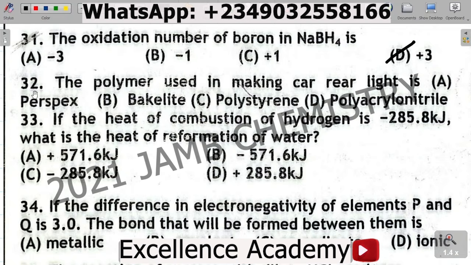Next up, question 32. It says the polymer used in making car rear light is A. Perspex, B. Bakelite, C. Polystyrene, D. Polyacrylonitrile. Now for this question, you want to take note that the correct answer is A. Perspex. So this is the polymer used in making car rear light. And the reason is because it is clear, it is hard, and it is also weather resistant.